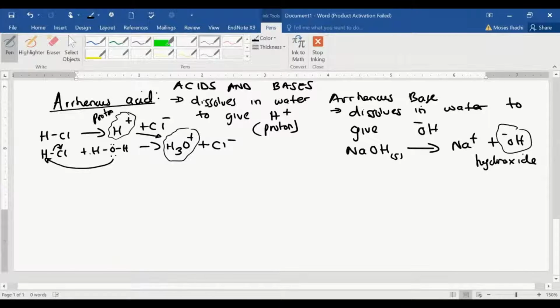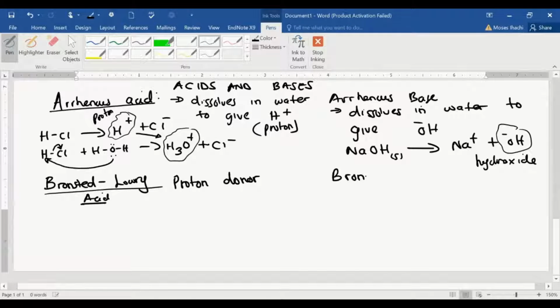Okay, the next type of acid is called Bronsted Lowry. This is just an improved definition of Arrhenius. With this one, it's simply going to be a proton donor. If it's a Bronsted Lowry acid, it's going to be a proton donor, and in that case, Bronsted Lowry base will be a proton acceptor.